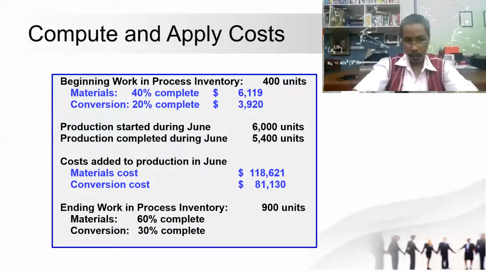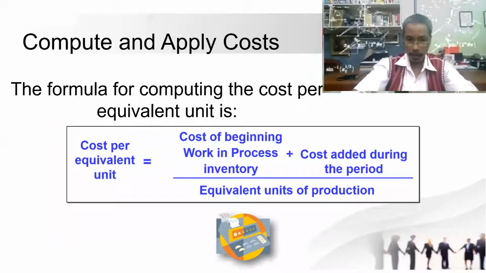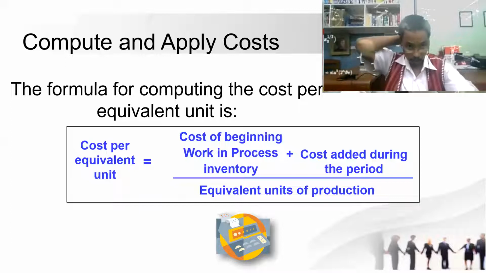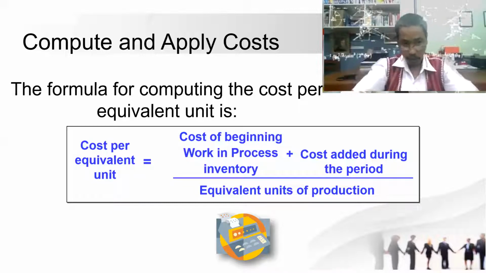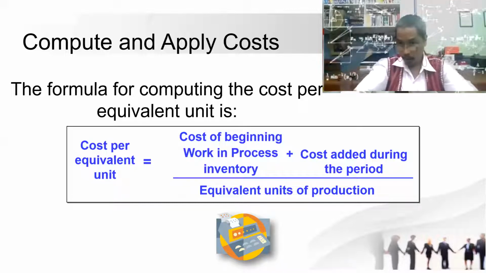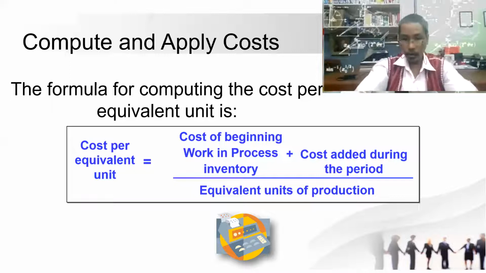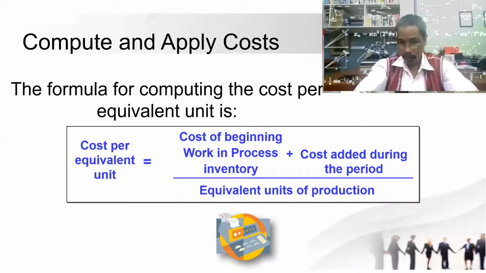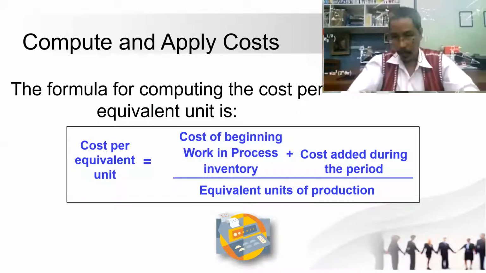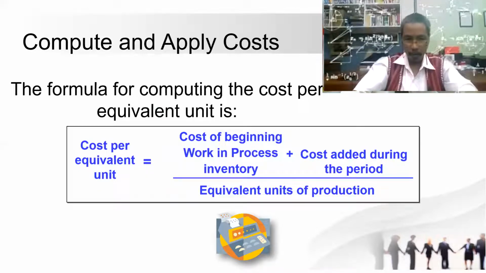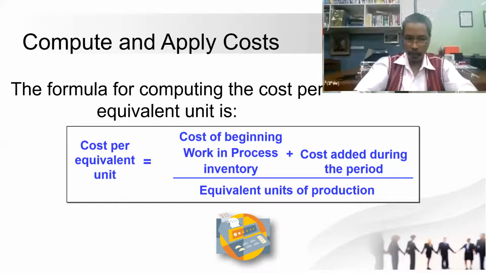So, the formula for computing the cost per equivalent unit. Cost per equivalent unit is equal to, take note of the formula, cost of beginning work in process inventory plus cost added during the period divided by equivalent units of production. So, cost per equivalent unit.